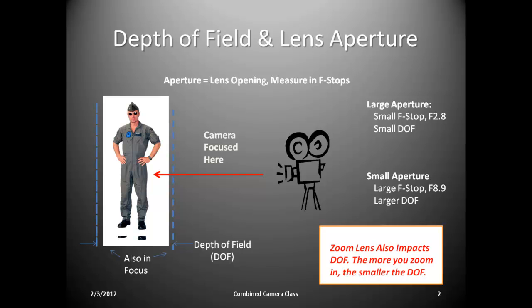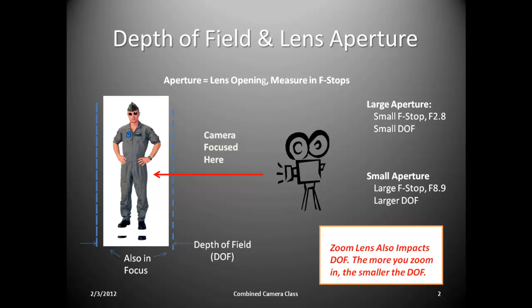At the other extreme, a small aperture or a small lens opening would have associated with it a large f-stop number, say f8.9 or f11 or f16 and even higher. That very small lens opening is associated with a larger depth of field. And in such a situation, maybe subjects both in the foreground relative to where you focused and objects well behind where you focused would also be in acceptable focus.